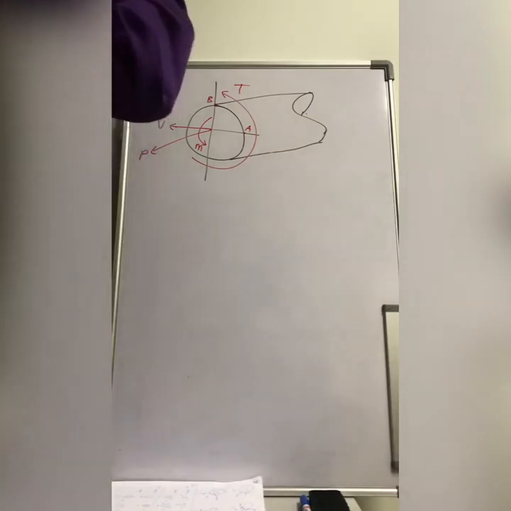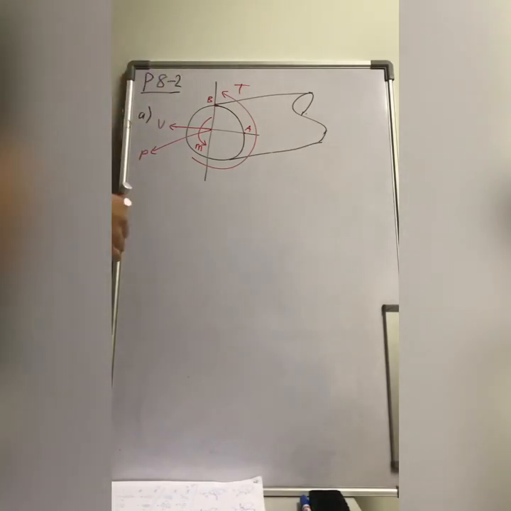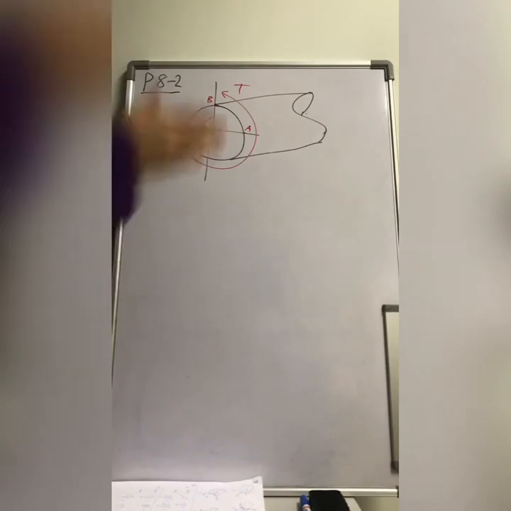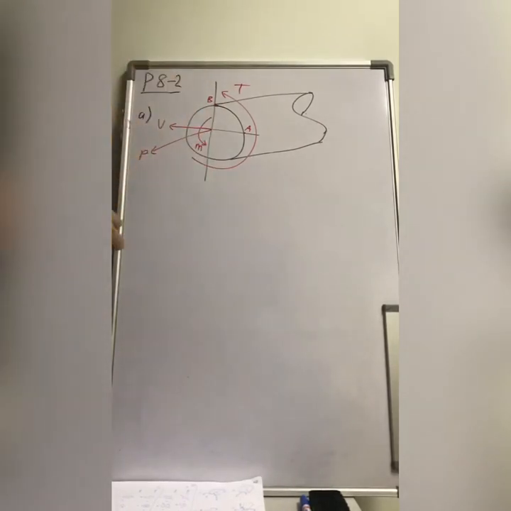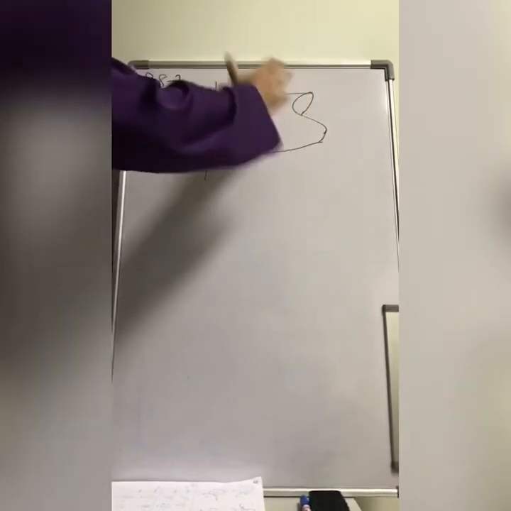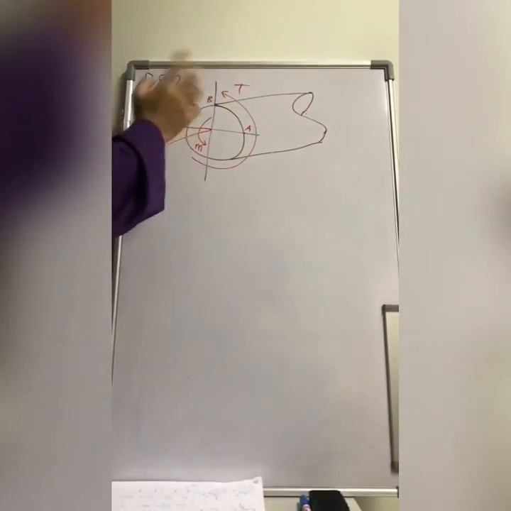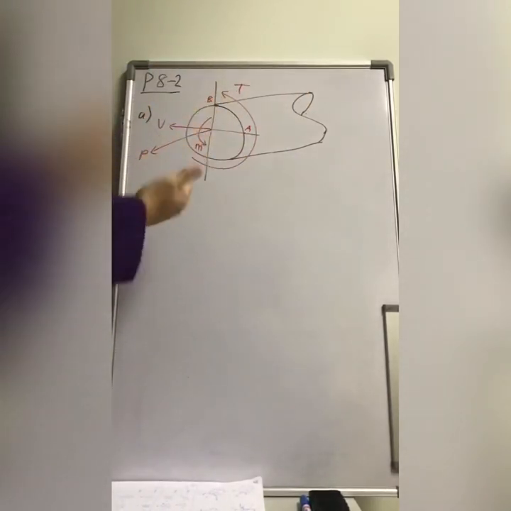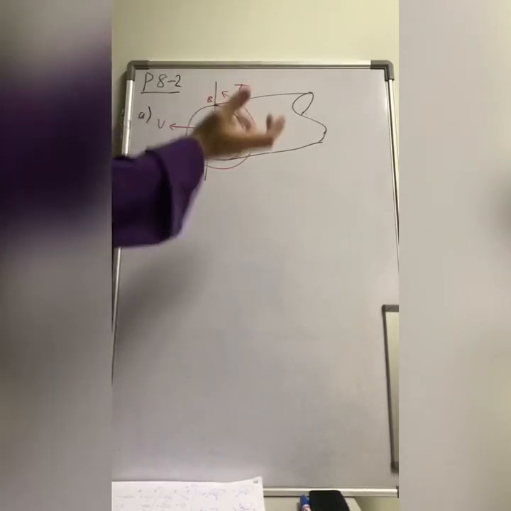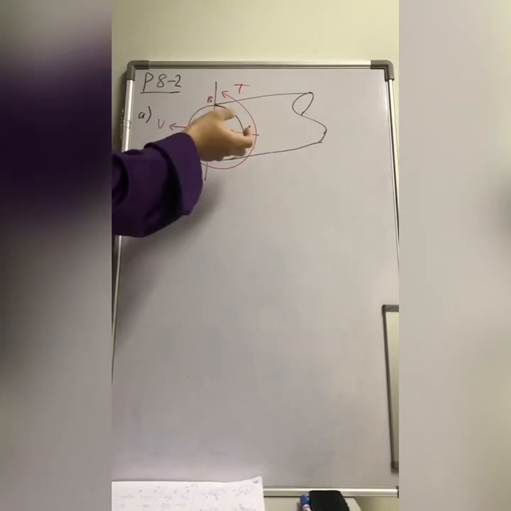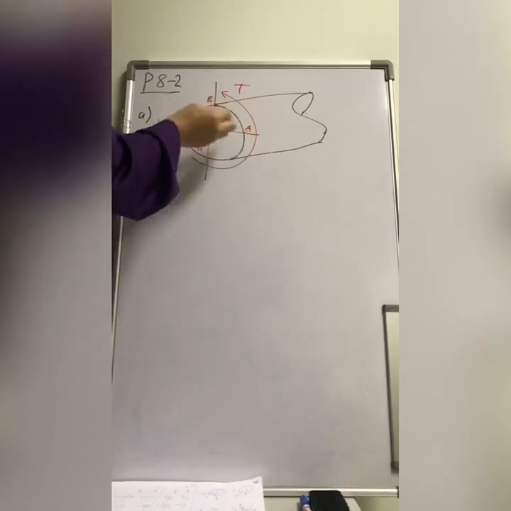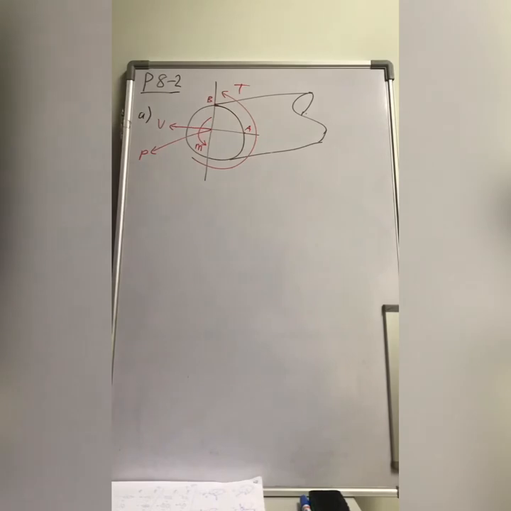Previously, we learned about P81, problem 81, where we cut a section and then see what resultant loadings we have at the section. Now in P82, the problem is already cut here, and you are given the internal loadings. You need to find the state of stress for particular points.